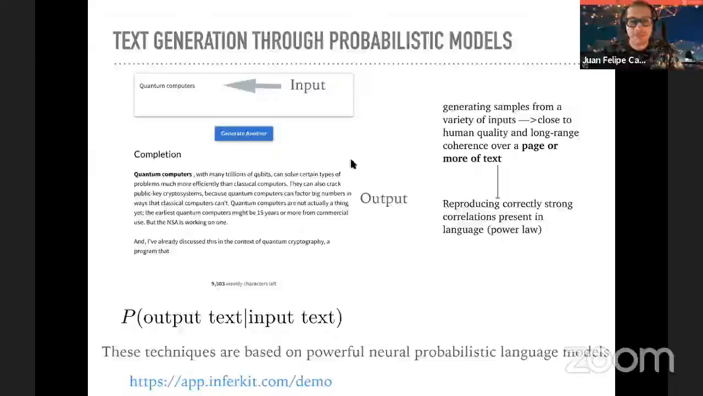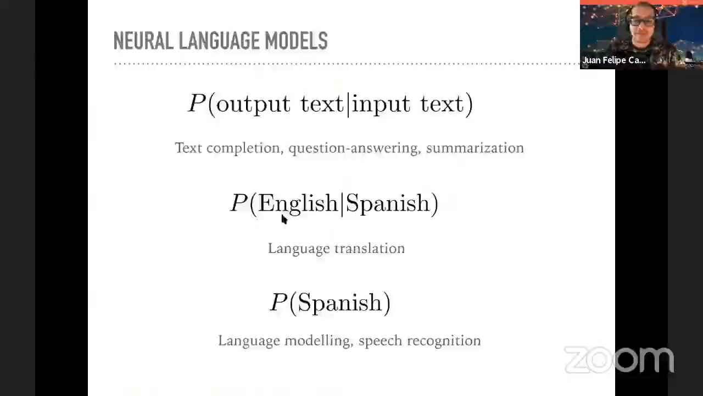However, what I want to highlight here is they reproduce correctly the strong correlations present in the language, which are, I think, known to be power law correlated. So it's very interesting. These techniques are very powerful, and they're based on neural networks. They're called neural probabilistic language models. And so I'm always very impressed by these results. And so you can do a lot of things.